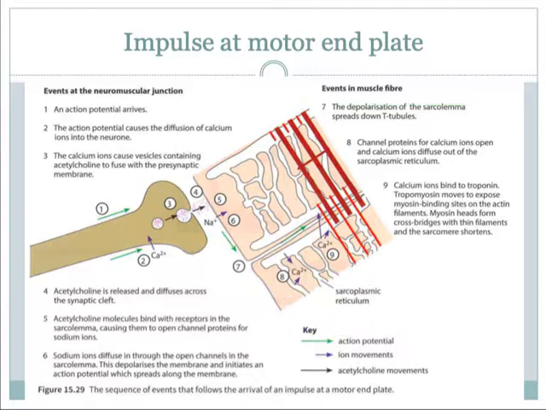So skeletal muscle contracts when it receives an impulse from a neuron. An impulse moves along the axon of a motor neuron and arrives at the presynaptic membrane. A neurotransmitter, generally acetylcholine, diffuses across the neuromuscular junction and binds to receptor proteins on the postsynaptic membrane. So you can see here in this model the events at the neuromuscular junction as well as the events in the muscle fiber.